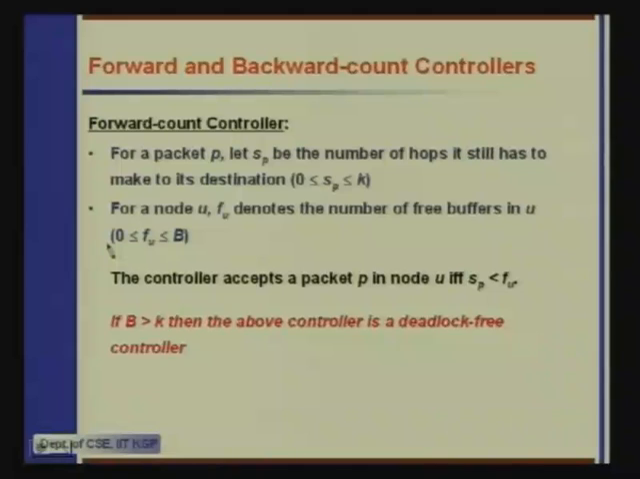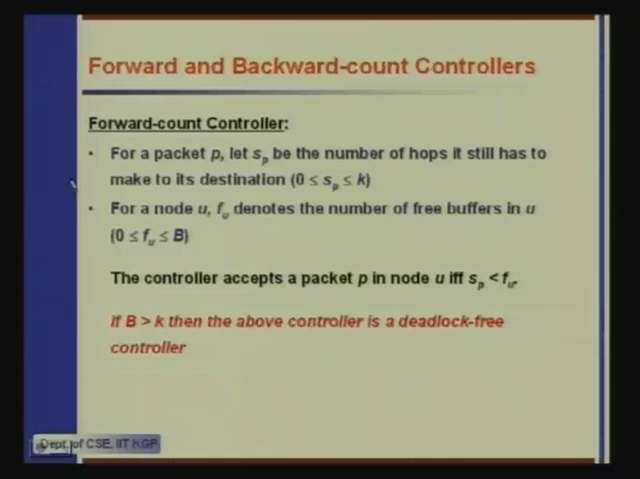So, there are some unstructured solutions which take advantage of the fact that we need not distinguish between the pool of buffers which are available, if we can have some rules of thumb that guarantee that there will be no deadlock for accepting and forwarding packets. So, we will see some unstructured schemes like that for deadlock free packet switching. The first one that we are going to look at is called a forward count controller.